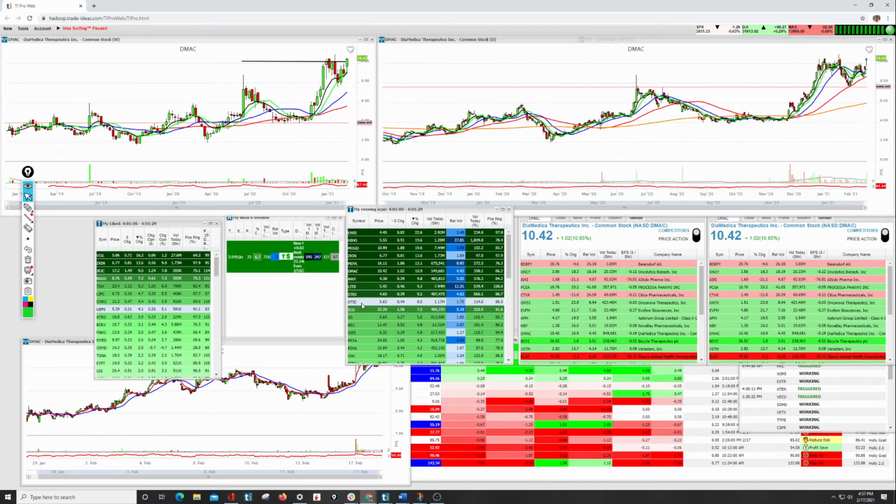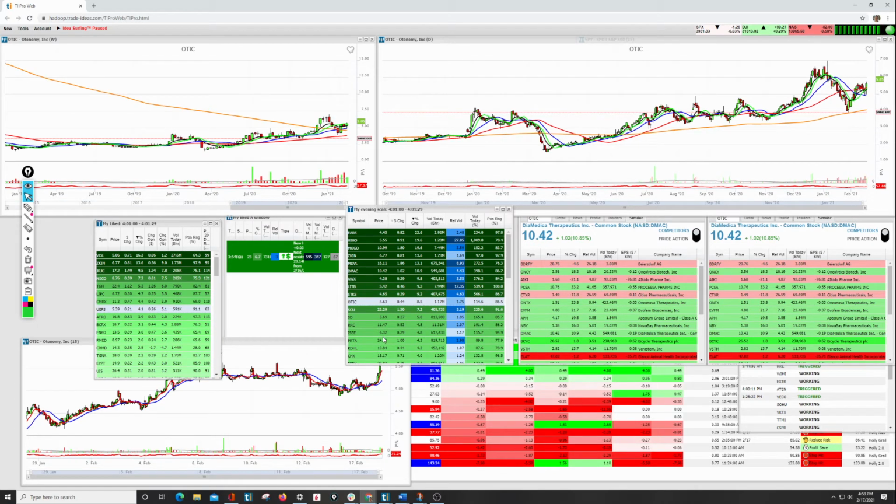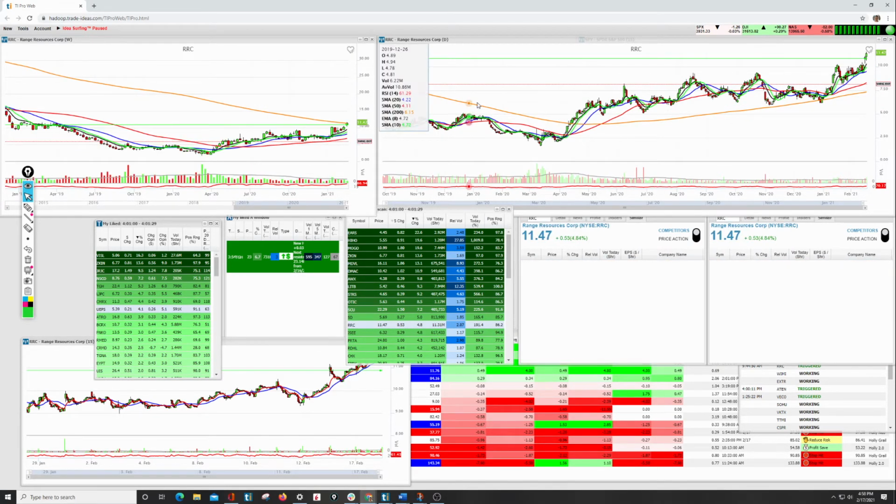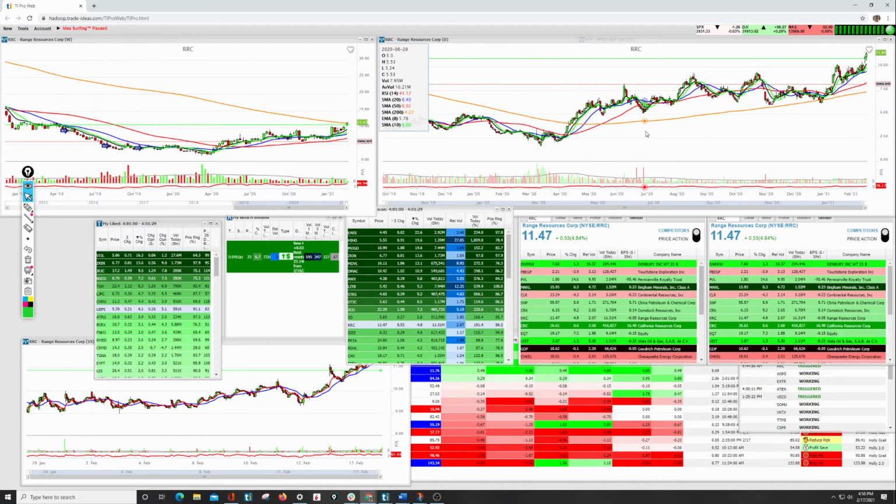If we click through some of the charts here, let me see if I can find some examples of some cup and handle stuff that looks to work really well. Or here, even better. All right, this is a good one, and it actually happens to be Steve's trade of the week.